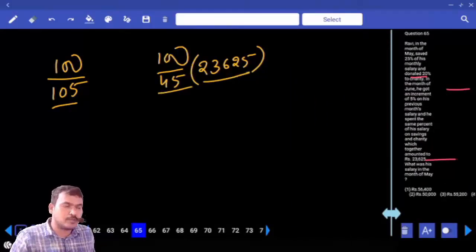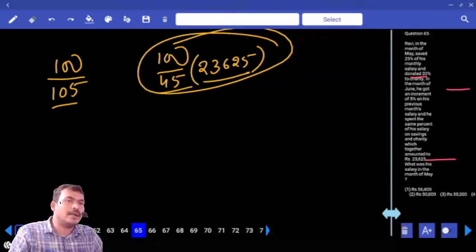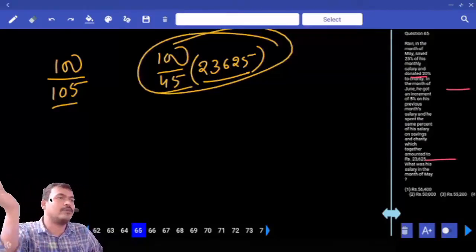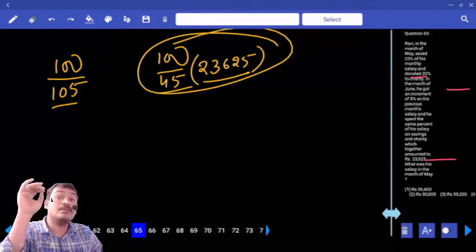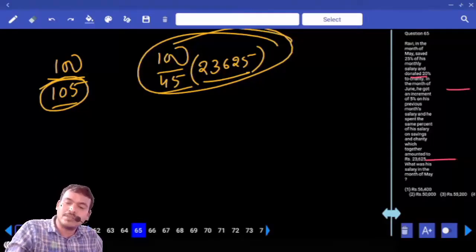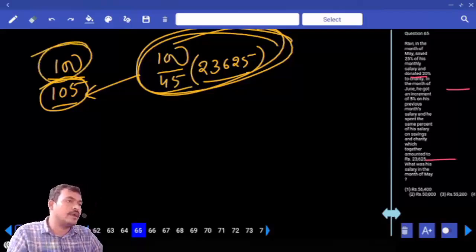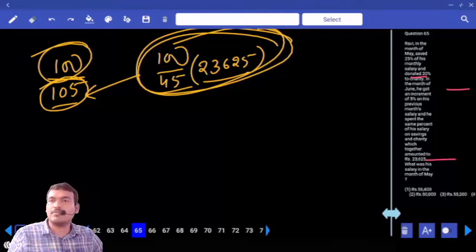23,625 represents how much percent? 45%. Then we get how much percent value? 100%. That 100% value is which month's salary? June month salary. But June month salary is already how much percent? 105%. This total value represents how much percent? 105%. Again we get how much percent value? 100%. That 100% represents which month's value? May month value, or not?